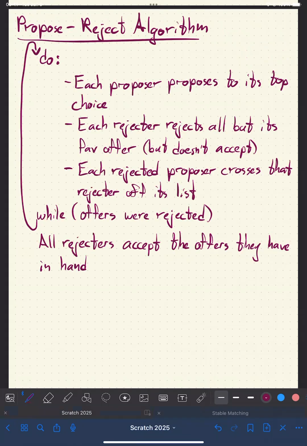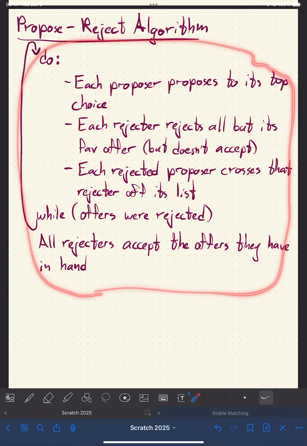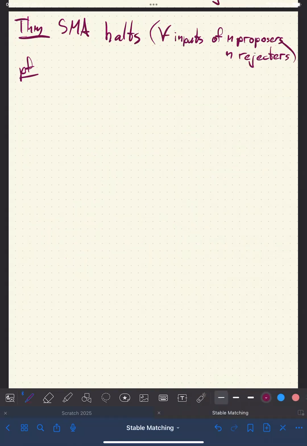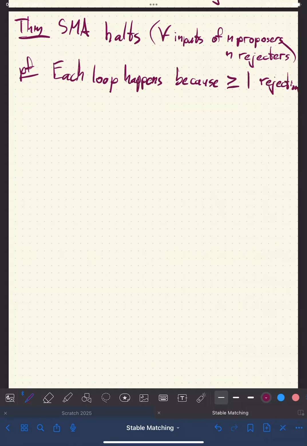So the thing to note here is what we're trying to prove is something about the algorithm. So we need to keep referring back to what this algorithm is doing. And one thing to note is each time we're about to loop, and really we're just walking through the notes here, the reason we looped is because someone was rejected. While offers were rejected, we're going to do another loop. So we can just write that out. Each loop happens because at least one rejection happened, so that's what causes it to loop.